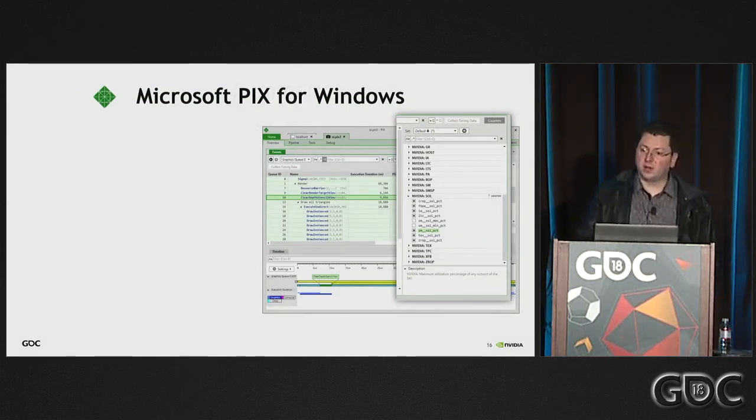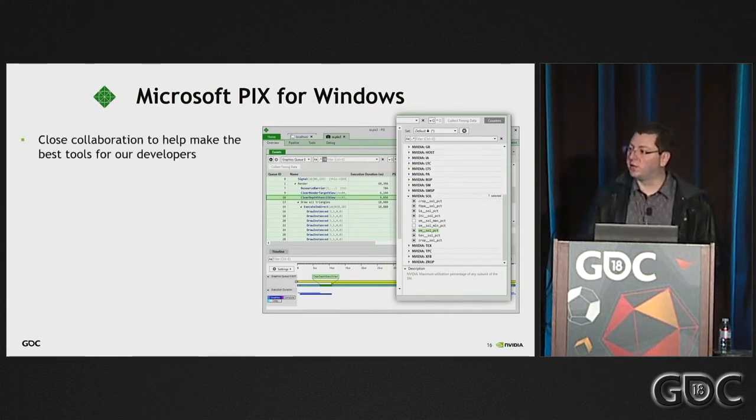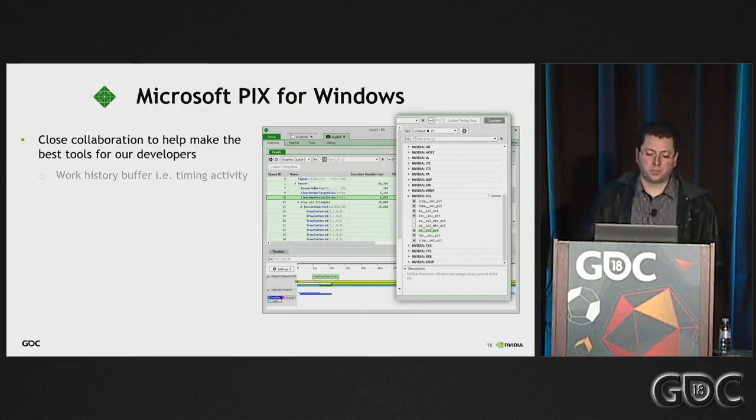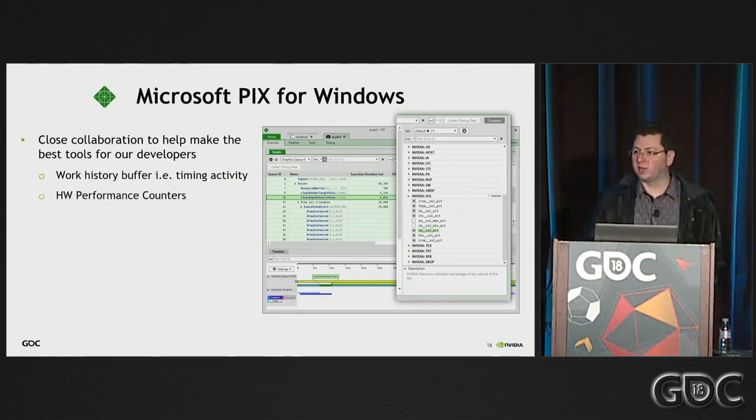I wanted to call out that we actually have a really close working relationship with Microsoft and specifically the Microsoft PIX team. It's been a great and close collaboration with them, and we worked with them to expose a lot of NVIDIA specific functionality within the tool. So work history buffer, i.e. the time activity, is something we help them with. Hardware performance counters. We have a low-level hardware counter library that is basically shared with them that allows them to have that functionality. That's actually what you're seeing on the right there.